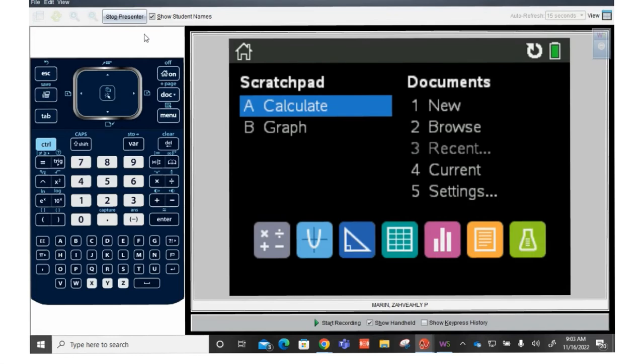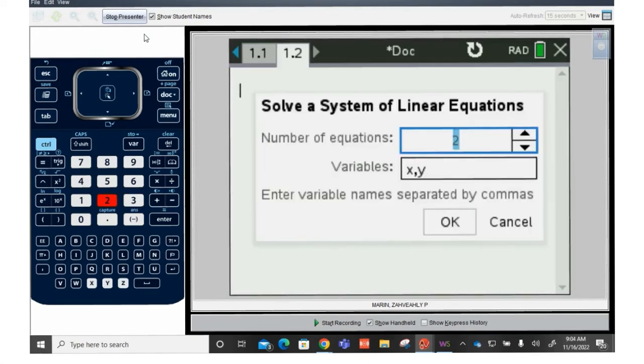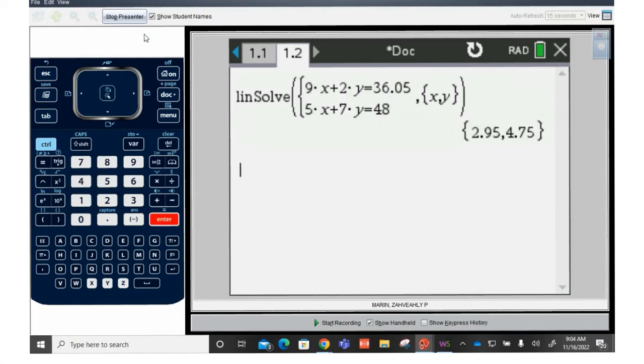All right, we're going to go to the first icon, page one. Then you press menu, 3 Algebra, 2 Solve Systems, don't change anything. Now type your first equation: 9x plus 2y equals 36.05. Then on the bottom we have 5x plus 7y equals 48. Hit enter, and we have 2.95 and 4.75 as our solution set.